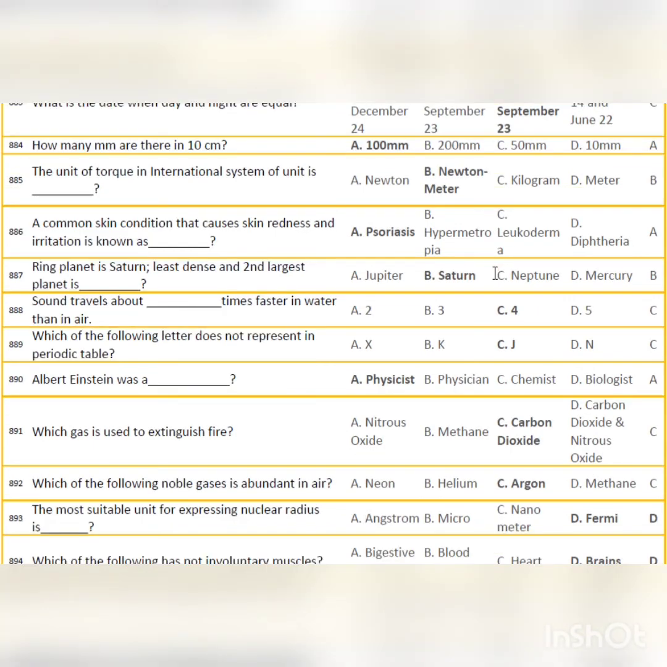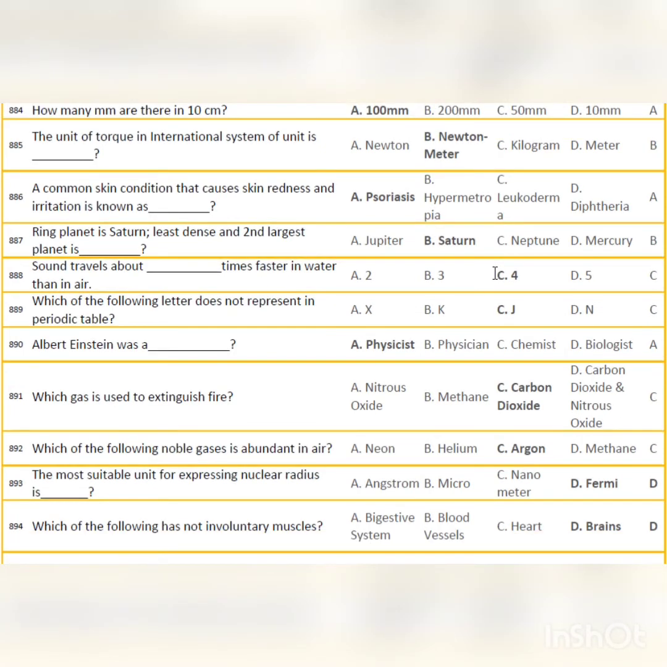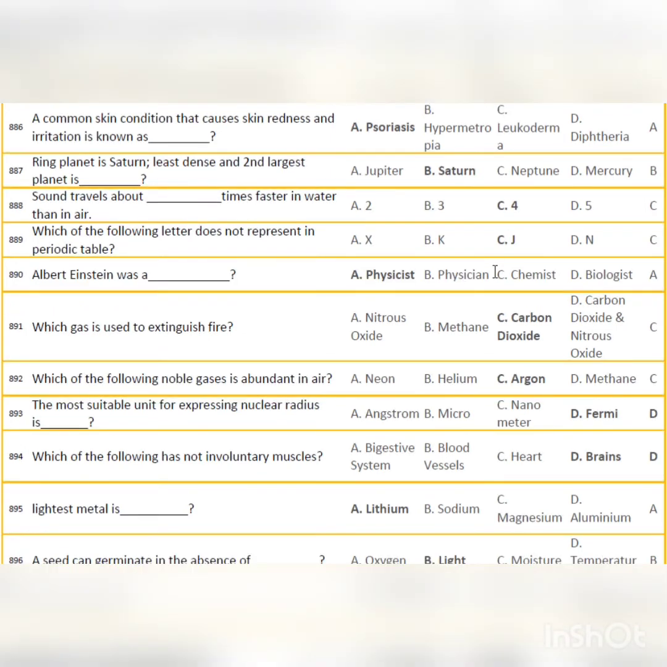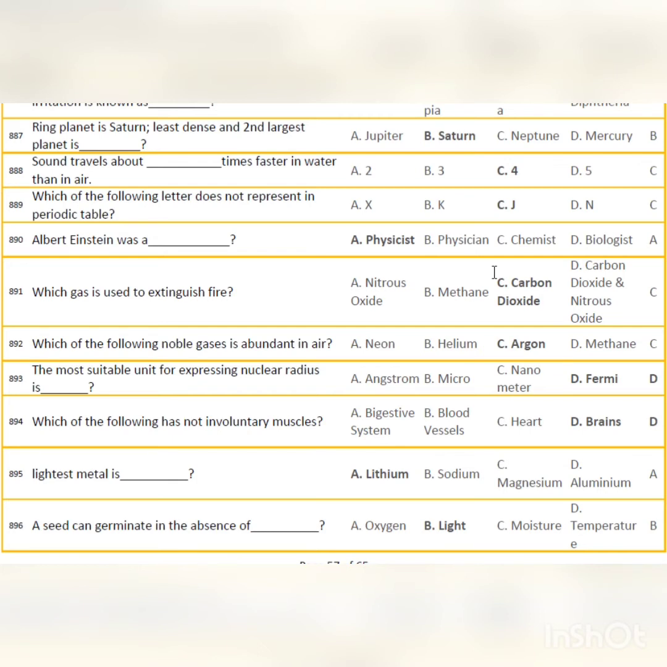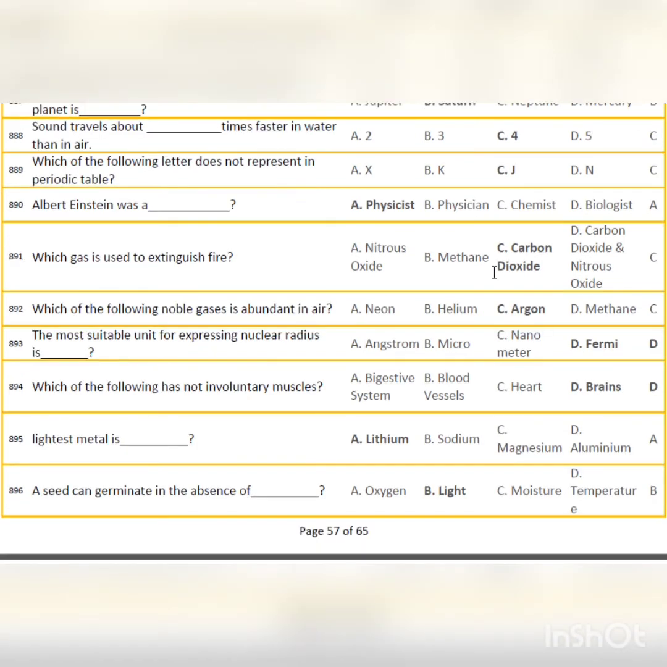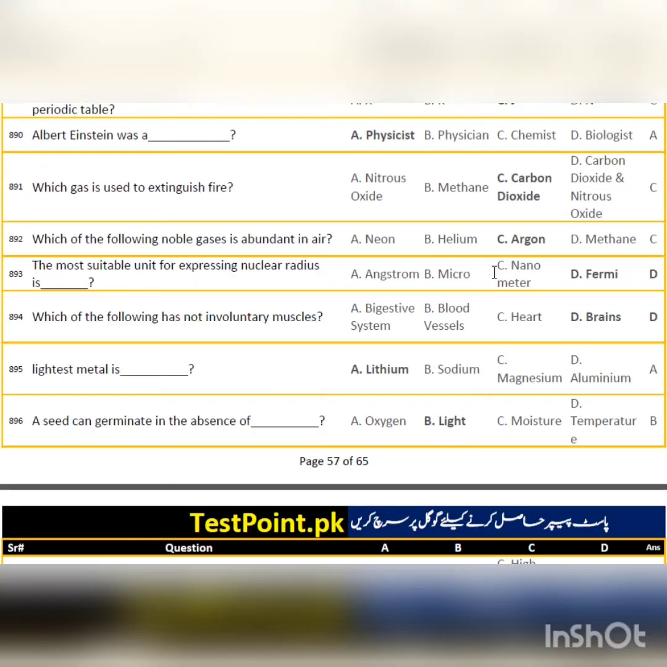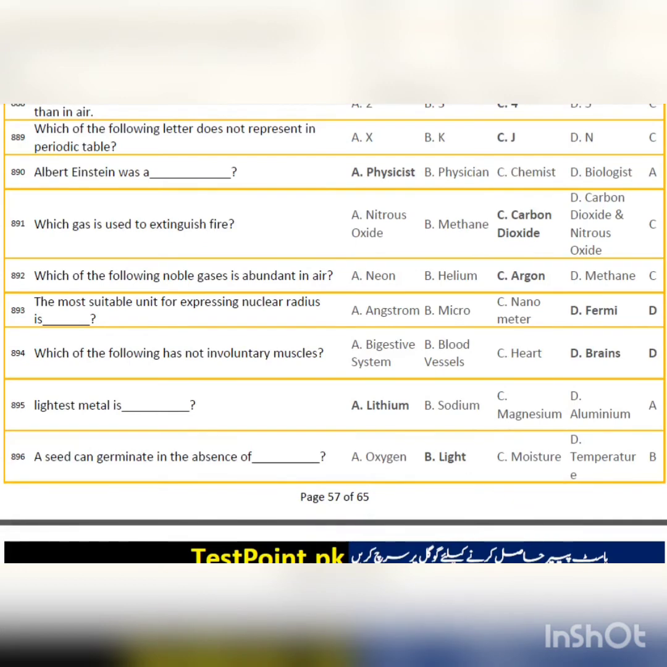Scalding with steam is more severe than scalding by boiling water because: A. Steam can pressurize. B. Steam is at high temperature. C. Steam contains more energy than boiling water. D. Steam is at a higher pressure. Answer is C. Steam contains more energy than boiling water.